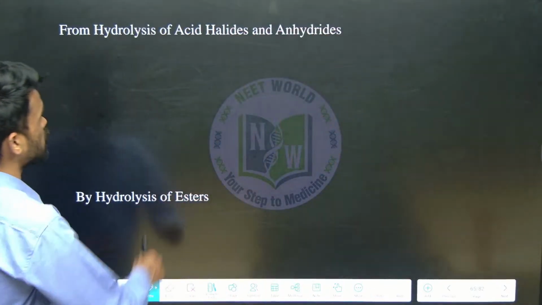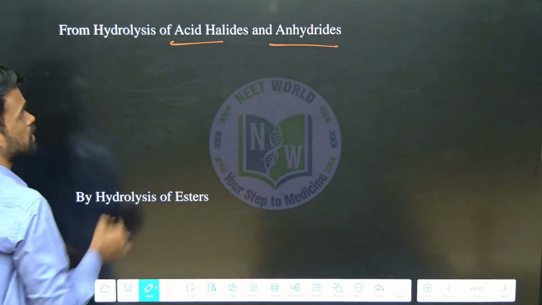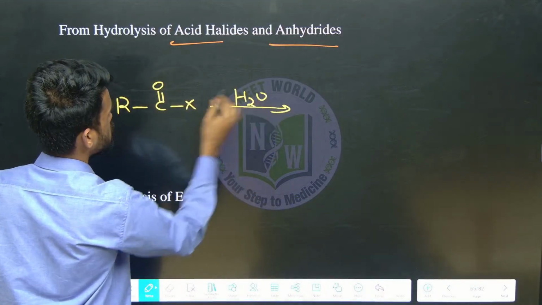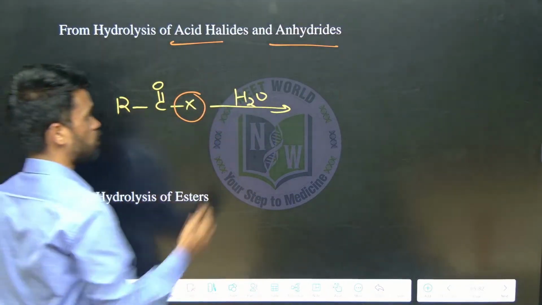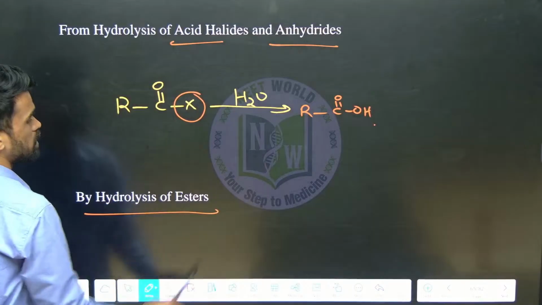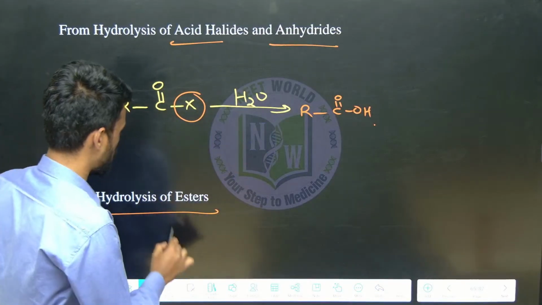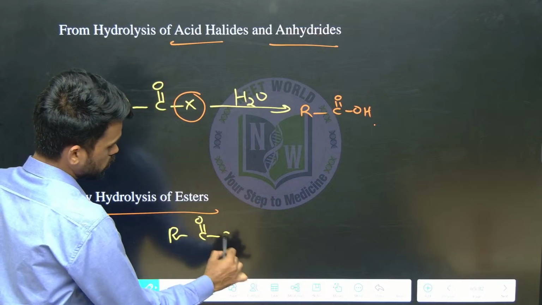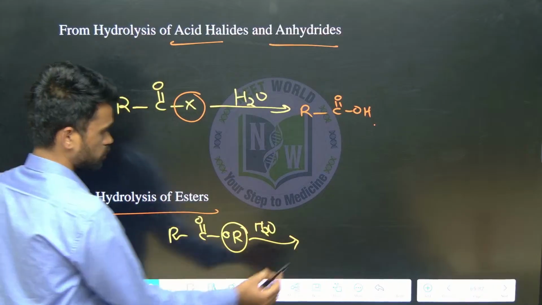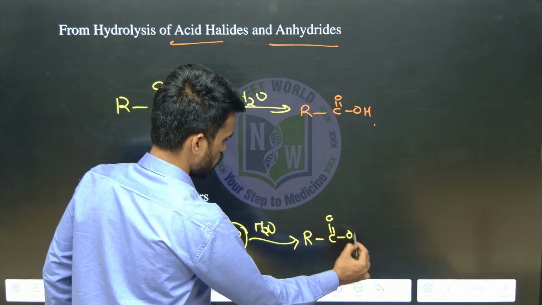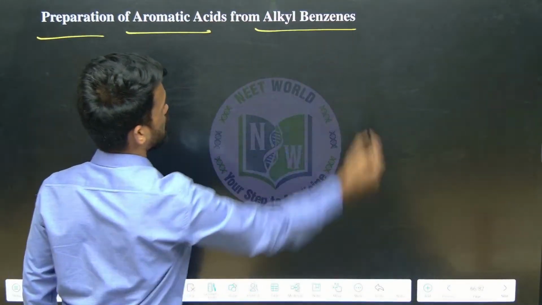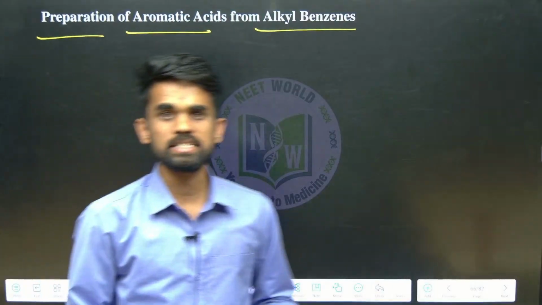Next, hydrolysis of acid halides and acid anhydrides. So what happens if you add water? Just remove this halogen and place that OH group, giving COOH. Okay, hydrolysis of esters also produces carboxylic acid in the same manner. So what are esters here? R-COOR. Okay, so this alkoxide group comes out when adding water and gives you carboxylic acid. Okay, right. So the next, preparation of aromatic acids from alkyl benzenes. Okay, so this will be discussed in the upcoming session.